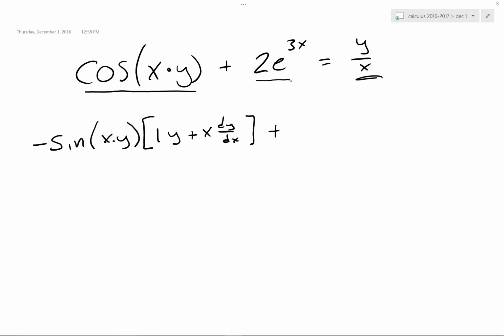Plus, what's the derivative of 2e^(3x)? Is it a chain rule problem again? I feel like it is. So it's 2e^(3x) times the derivative of 3x, which is 3. So it should be 6e^(3x). And then look, it's a quotient. So it's x dy/dx minus y over x squared, right?